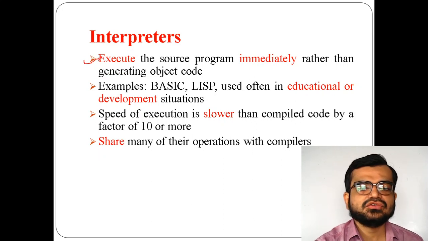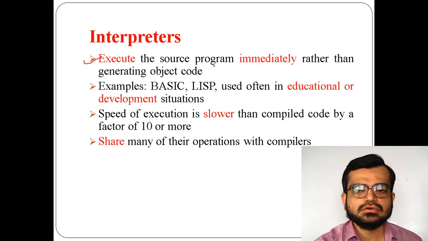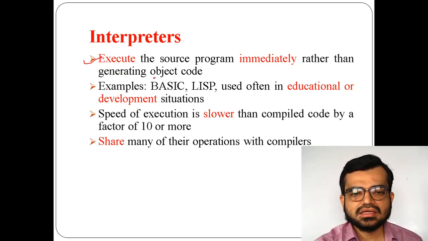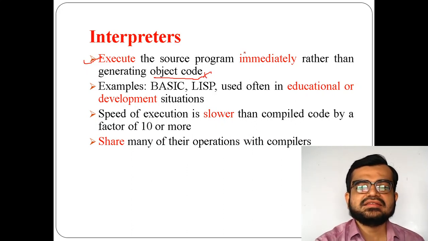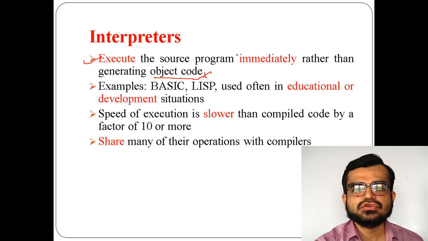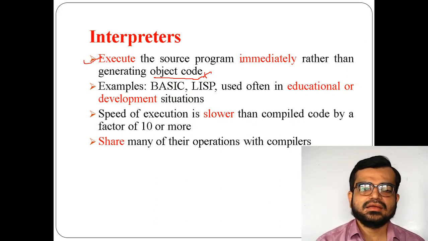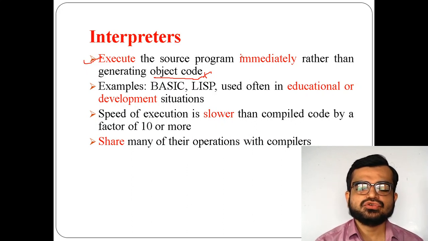In a compiler, the source code converts into object code, but here it doesn't generate object code. It simply executes the source program. Okay, in a compiler what happens? Source code goes to object code, and after that it executes. But an interpreter directly executes the program without having an object code.